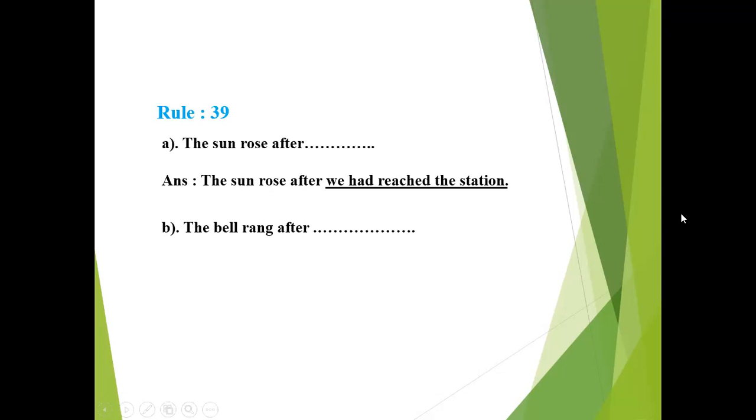B. The bell rang after dash. The bell rang after I had reached school.